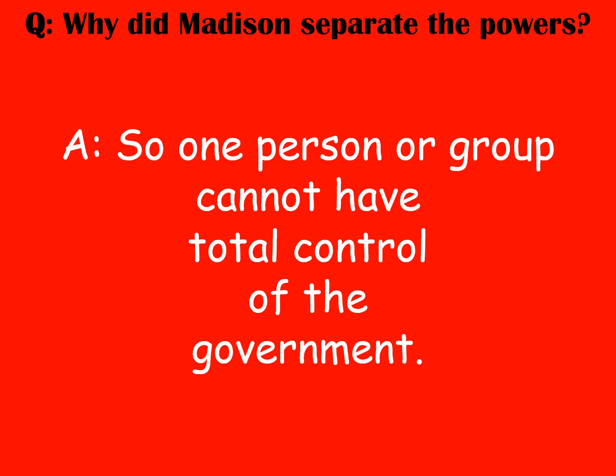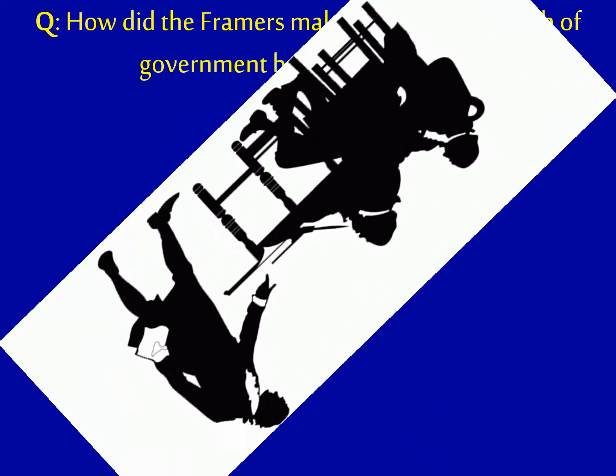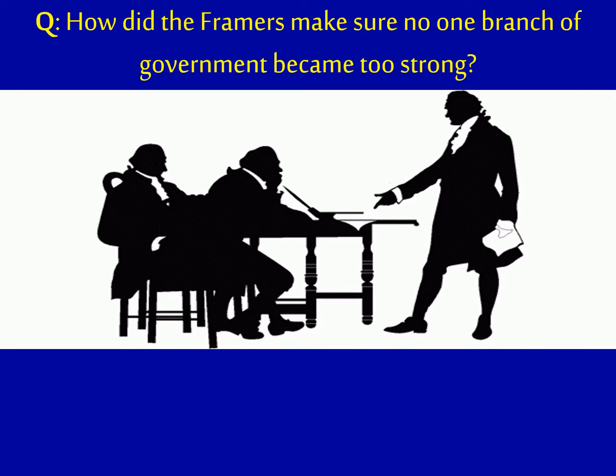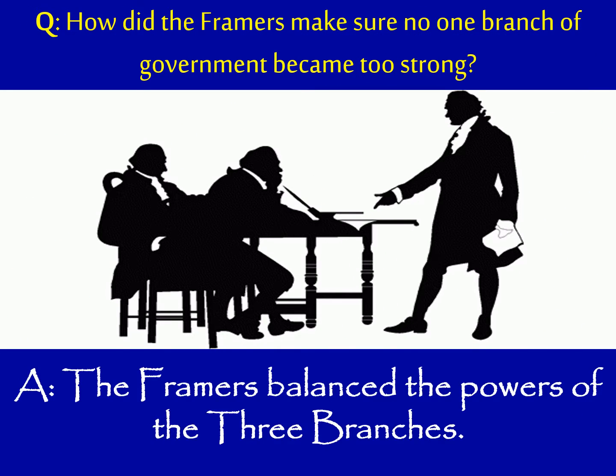And this is a principle called separation of powers. We talked about the 7 principles of the U.S. Constitution. Okay? So this is just a little review for you. Now, how did the framers make sure that no one branch of government became too strong? The framers had to balance the power among the 3 branches. Now, say the 3 branches with me.